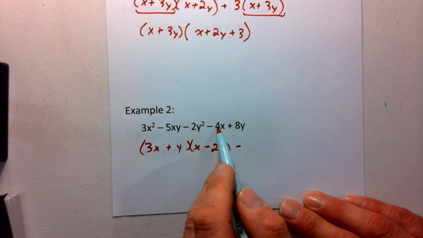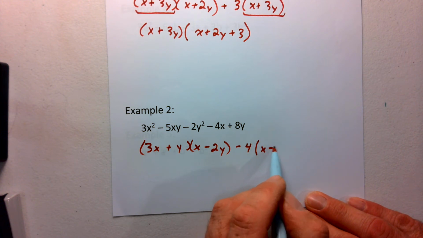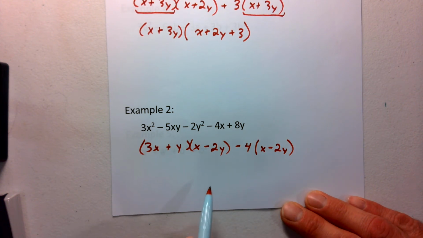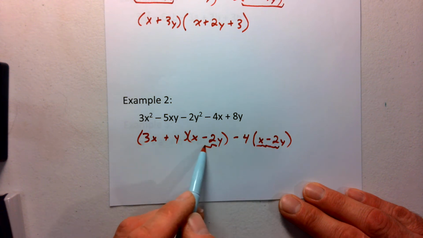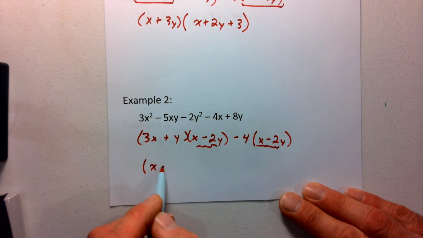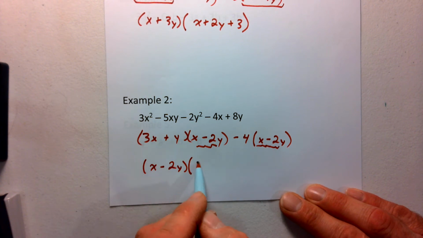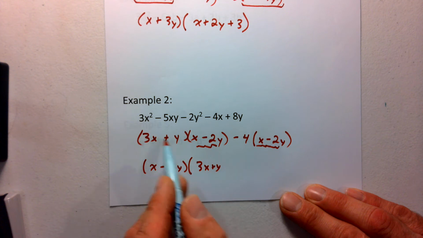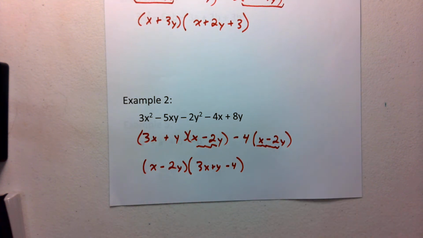On my last two terms, I can factor out a negative 4, and I'm left with an x minus 2y as well. So now here, notice I've got the x minus 2y in common, so I can pull that out as my GCF, and what I have left over is a 3x plus y minus 4 from my second quantity. And that would be my factored form.